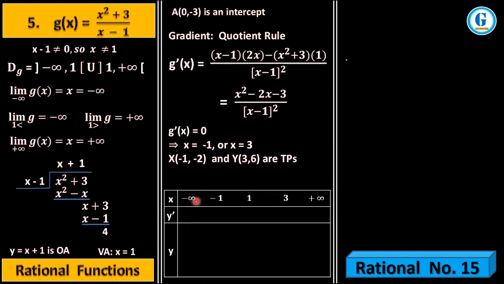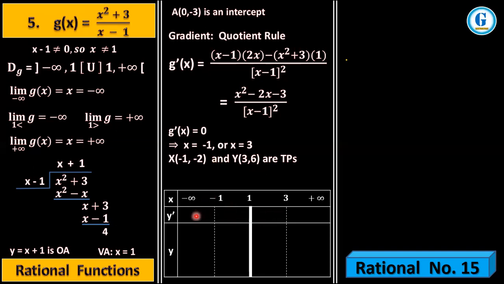From the domain of definition, we had from negative infinity to 1, and 1 to positive infinity. But from the turning points, we have the x values to be minus 1 and 3. We are going to use a solid line for the vertical asymptotes, and for the turning points, we're going to use broken lines to indicate. So we have one vertical asymptote and 2 turning points here.